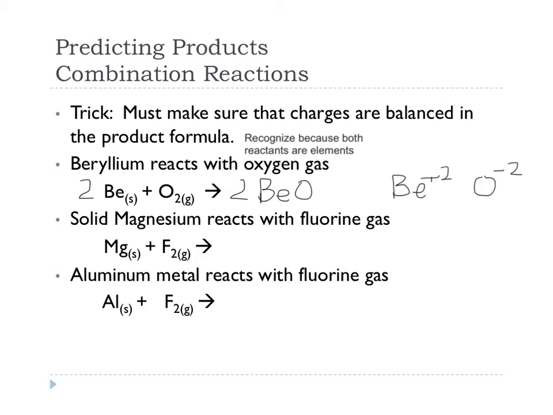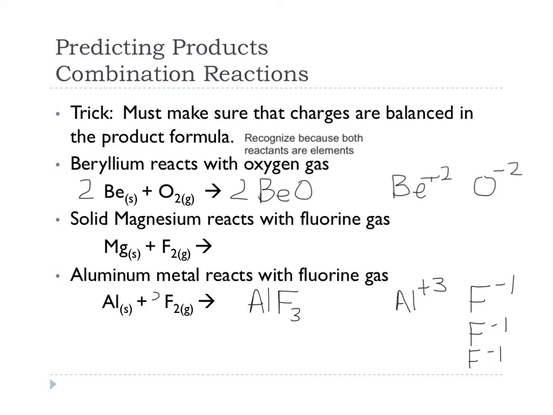I'll do one more combination example. I'm going to skip the second one and move on to the third one. Again, you have to figure out the formula of the product based on charges. So aluminum has a +3 charge. Fluorine has a -1 charge. So I'm going to need to get a total charge of 0. I'm going to need 3 fluorine ions, each with a -1 charge, with 1 aluminum. So that formula will be AlF3.